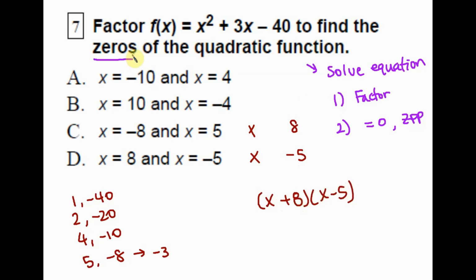Now, since they're looking for the 0, I'm setting f of x is equal to 0. If I substitute, then now I can use the zero product property, where in order to have this one be 0, I need to have x is equal to negative 8. Or if I want this one to be 0, x has to equal 5. So 5 minus 5 will be equal to 0. And that's how I know in this case the C will be my final answer.